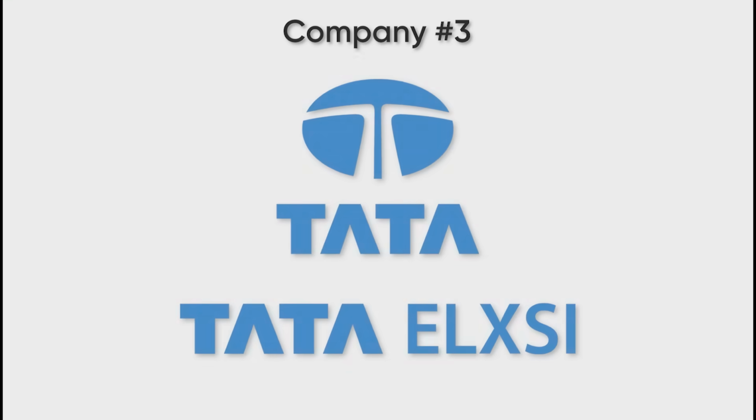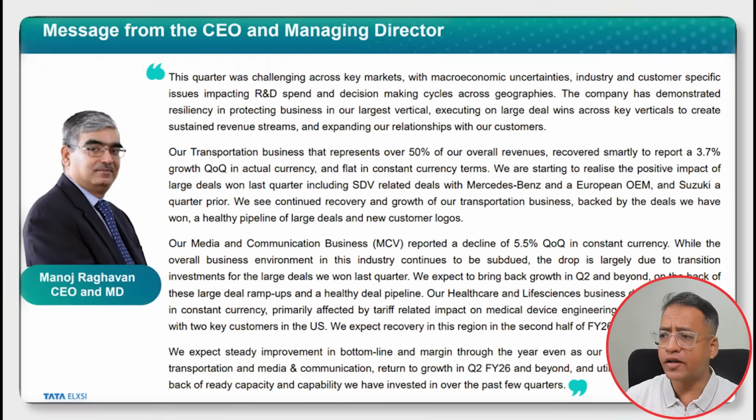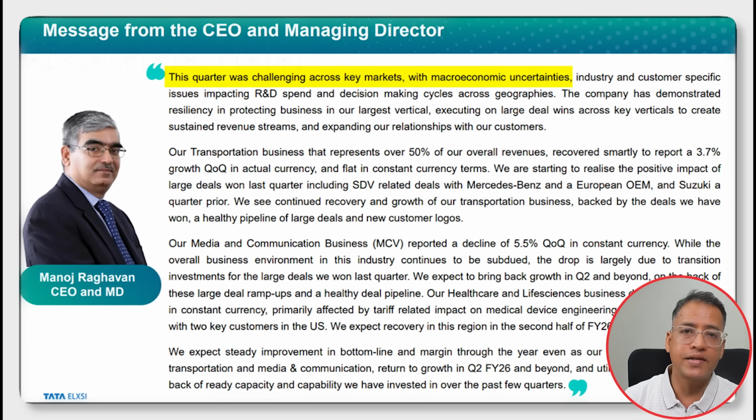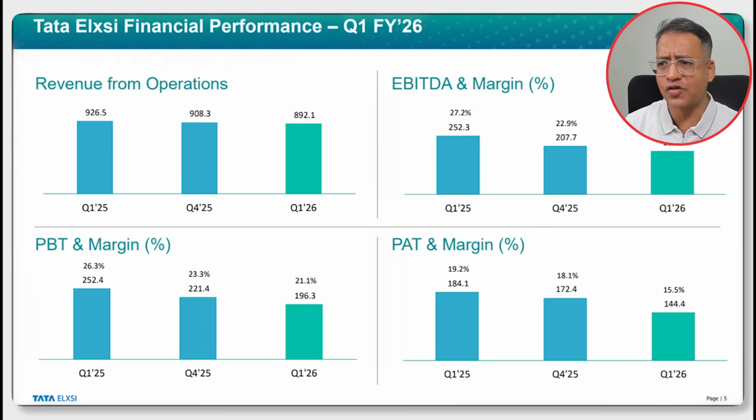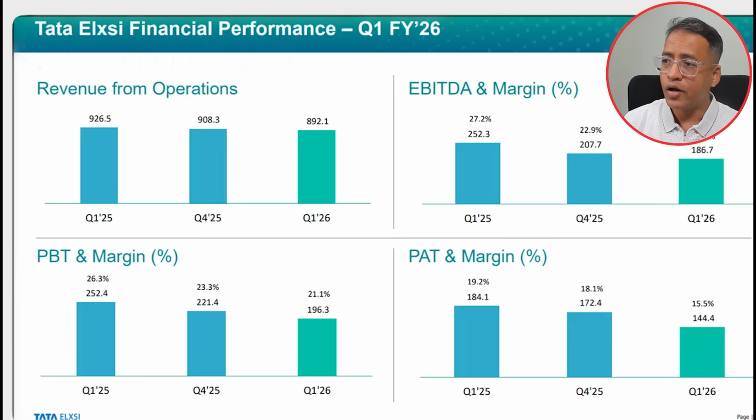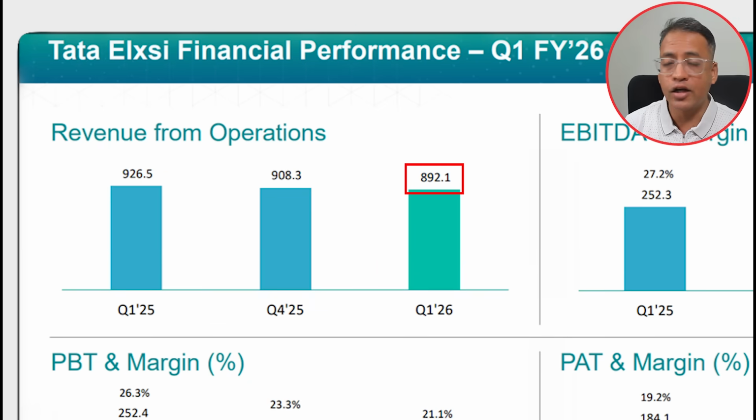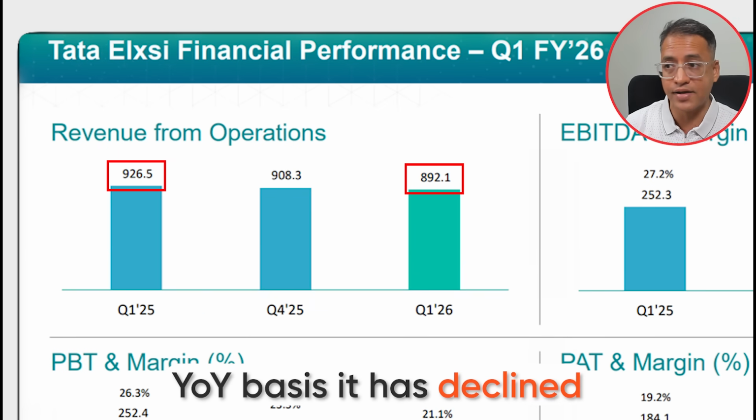The third stock, very, very quickly I'm going to touch upon, is Tata Elxsi. Have a look at my screen. You will read the commentary from their CEO and MD, Manoj Raghavanji, and what they're saying is that there is a macroeconomic uncertainty. And if you look at the numbers here, extremely bad performance in my view. Look at the revenues, they have come down to 892 crores versus 926 crores last year. Y on Y basis, it has declined.